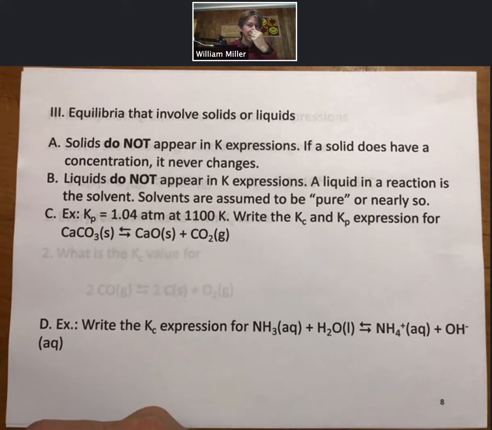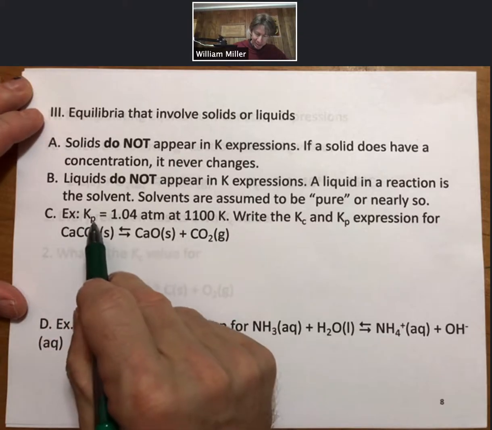A liquid in a reaction is the solvent. Solvents are assumed to be pure or nearly so, and so liquids do have concentrations, but they are constant, certainly over the reactions that we look at here. So those are our two rules. In fact, the only things that appear in equilibrium constant expressions are gases and aqueous phases. And don't worry, that leaves us plenty of stuff to do.